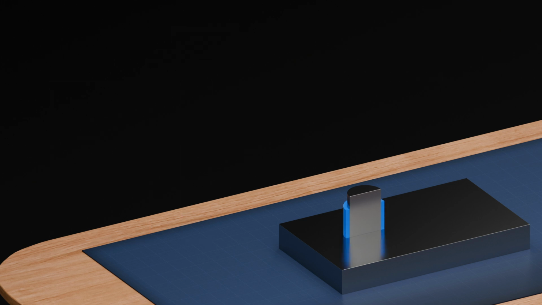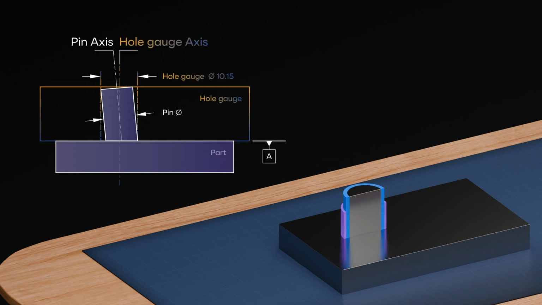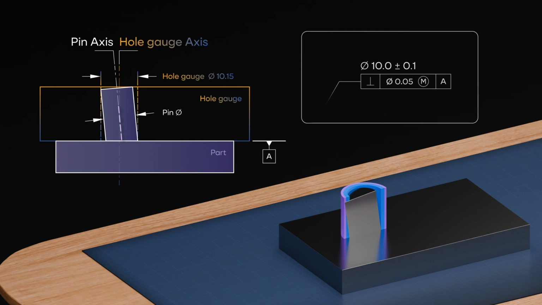In real manufacturing, the pin may not be perfectly straight. In other words, the axis of the pin may be tilted. The orientation tolerance of 0.05 at MMC means that when the pin is at its MMC size, the allowed tilt is limited to 0.05. The pin must still fit within the 10.15 mm virtual condition boundary.